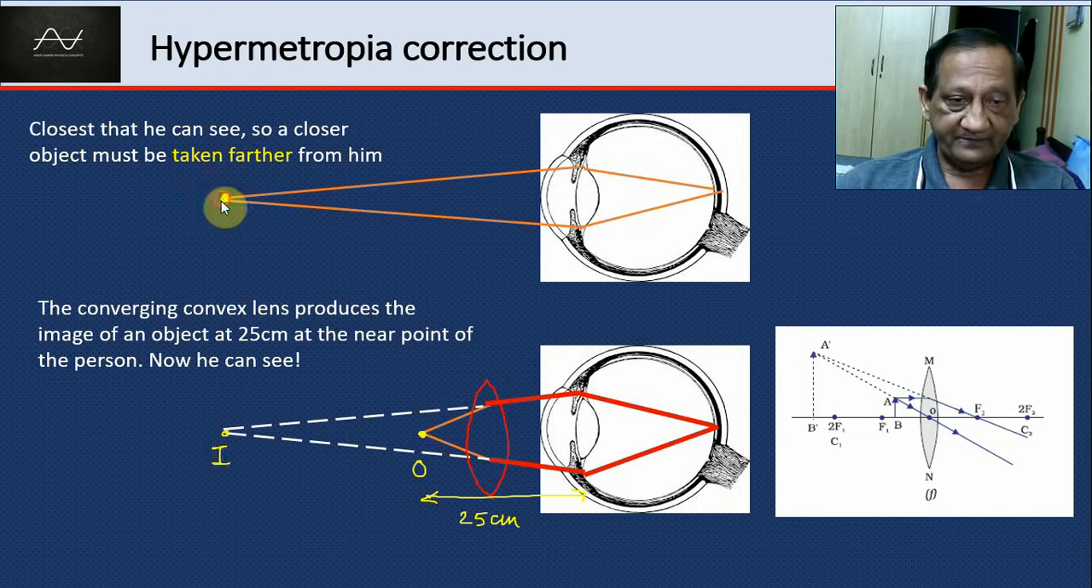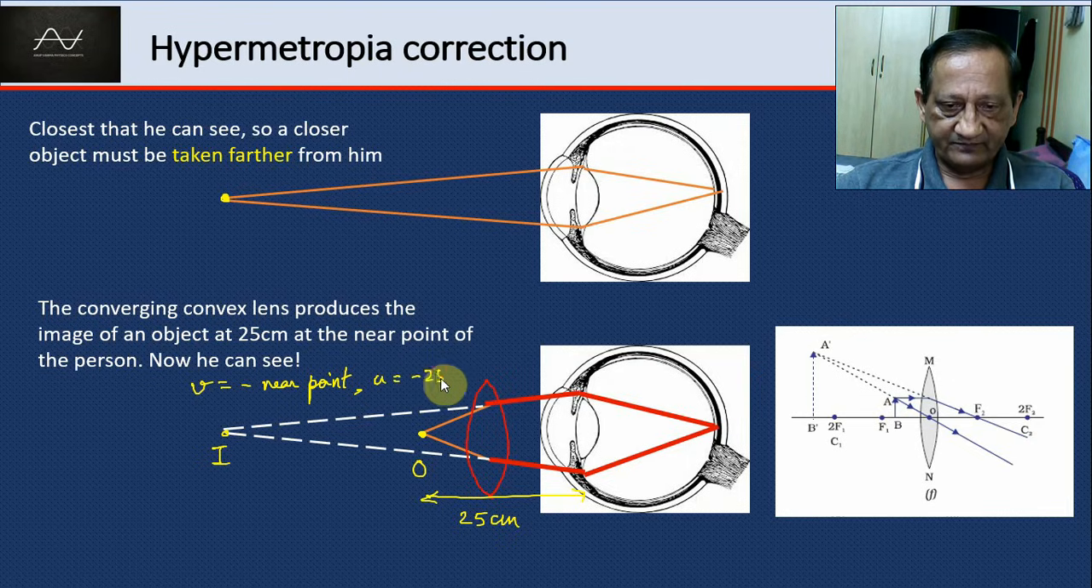exactly at the near point of the person. So we have the near point available with us, that is V. So V is minus the near point, it's a negative quantity. And the U is minus 25 centimeter. Accordingly, we can calculate the focal length of this convex lens.